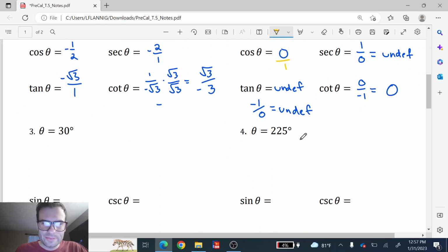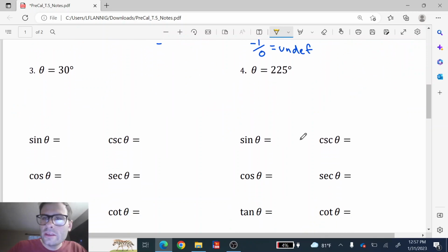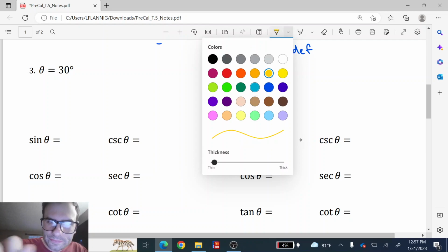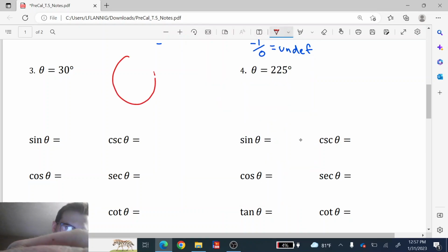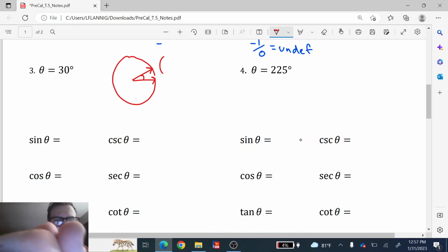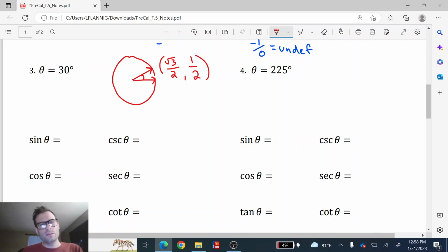Let's go to the next one. 30 degrees. So I'm going to draw another circle. 30 degrees. Again, we're going to start here. 30 degrees goes about in this direction from your memorization. And that means we're going to use 1/2 and the square root of 3 over 2 in some way. But in this case, the x is farther away because it's closer to the x axis than the y axis. So this is a square root of 3 over 2, 1/2 problem. That is the point from the unit circle at 30 degrees.